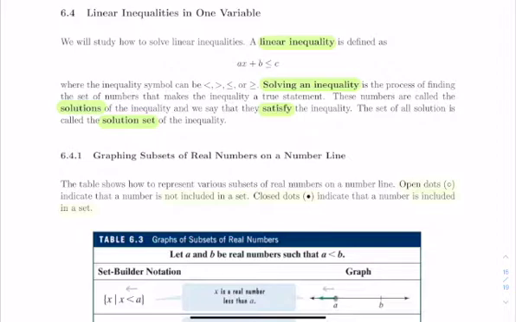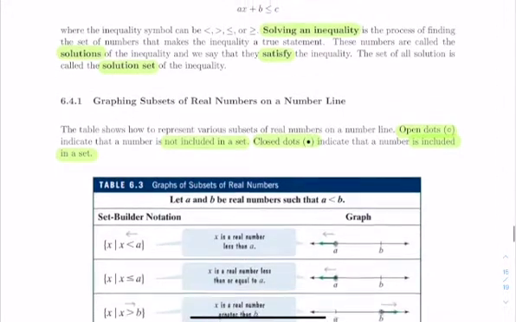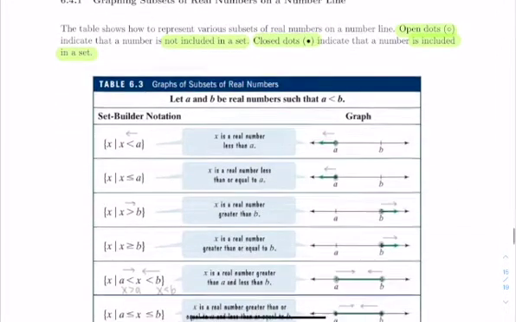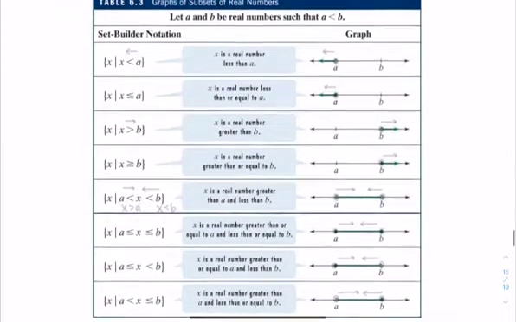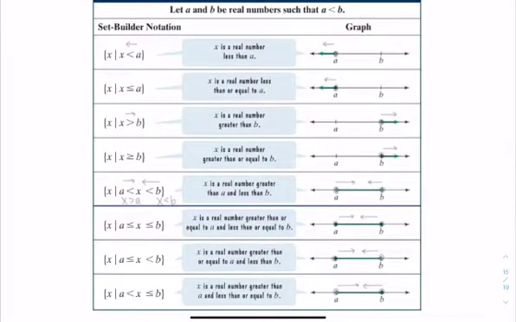The table shows how to represent various subsets of real numbers on a number line. Open dots indicate that the number is not included in a set, and closed dots indicate that a number is included in a set. So we're going to let A and B be real numbers such that A is less than B. So we have set builder notation on the left and then the graphs on the right.